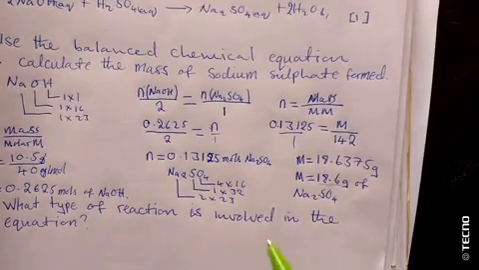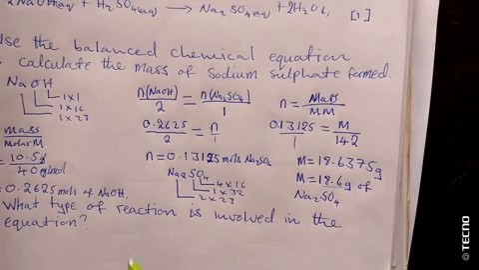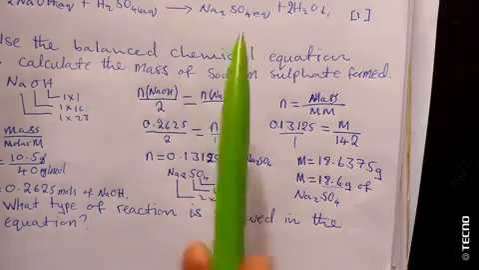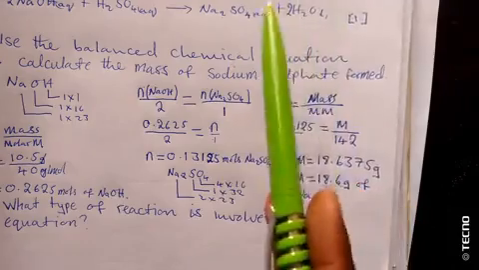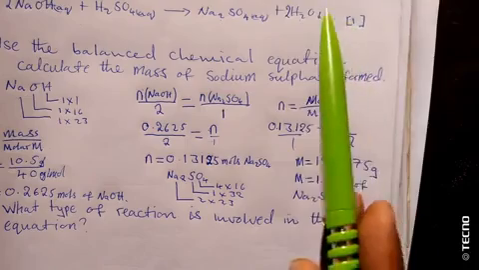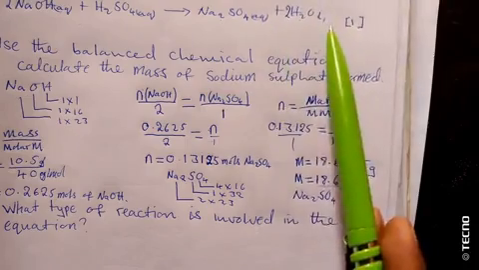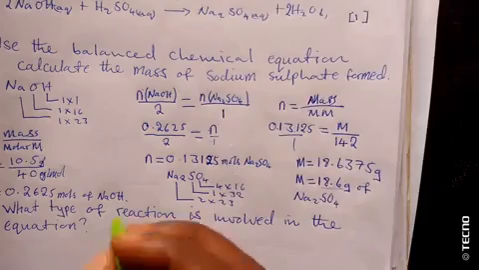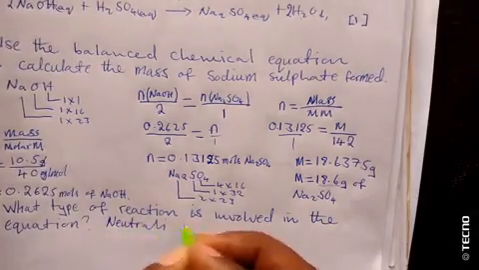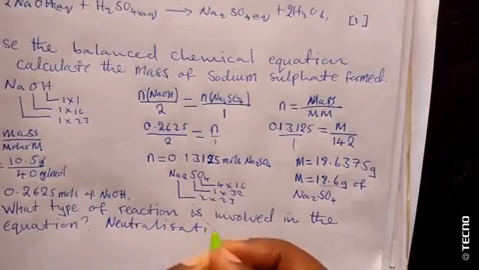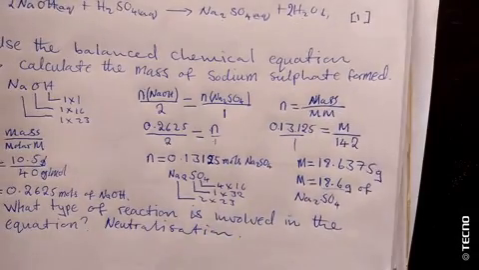What type of reaction is involved in the equation? So here we just need to know that when a base and an acid react, the type of reaction is what we call neutralization, because the salt is being formed and water is being formed, and water we know is neutral. The pH value of water is 7. So which means the type of reaction is neutralization. Okay, thank you.